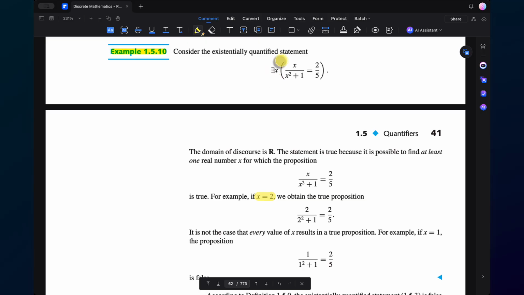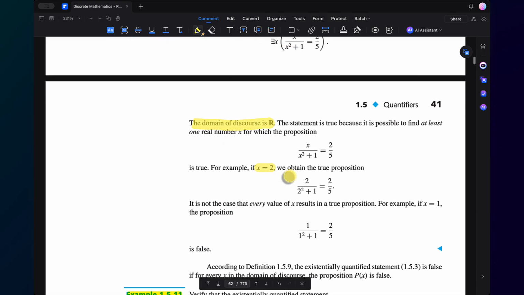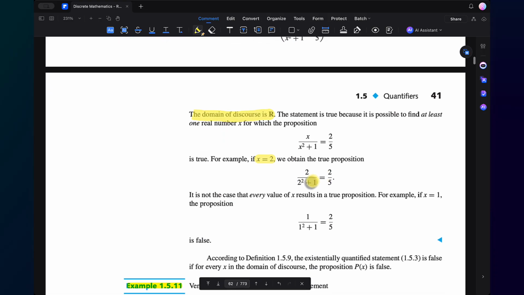There exists an x such that x over x divided by x squared plus 1 is equal to 2/5. So in this situation, we need to find an x, assuming the domain of discourse is the real numbers, that satisfies that. Here they just observe that if you put a 2 in there, then that becomes 2 divided by 5. And lo and behold, that's true.